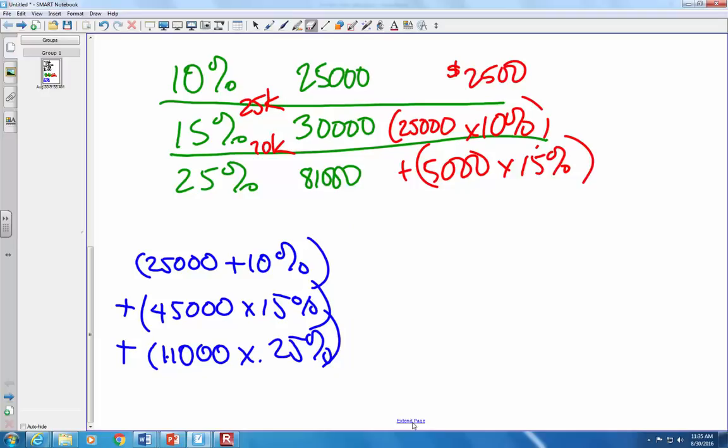First 25 grand, same. How much of my income was in the 15% bracket? 45. Yeah, 45 of it. The difference between 25 when I got into the bracket and 70 when I left it. So 45,000 of that is taxable at 15%.